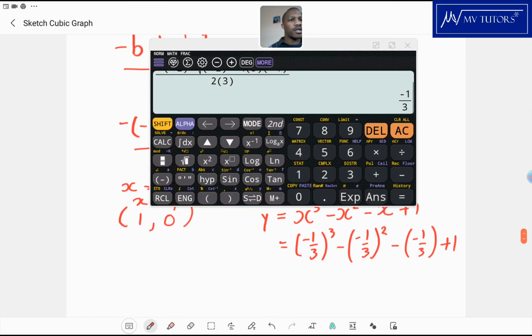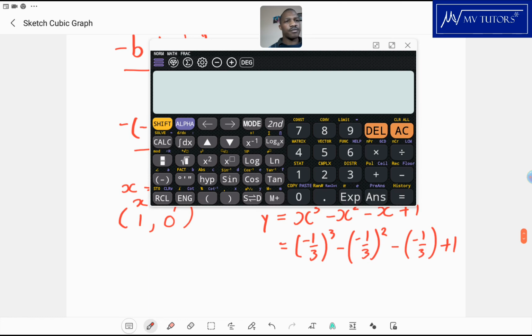Okay, let's put this in the calculator. So we have a bracket, and then we have this thing. We have 1 there, okay, and then we have 3 there. All right, and then we close the bracket, square it, minus open bracket, we have a negative, we have a 1, we have a 3. Okay, we close the bracket, squared. Oh, sorry, that first one is actually this one. It should be cubed. It should be cubed.